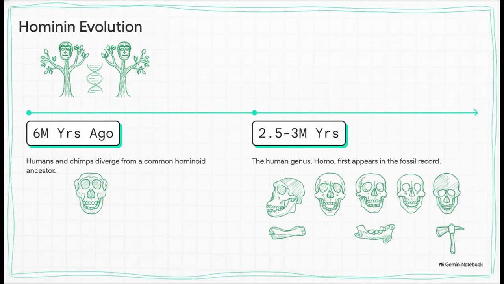Let's throw this on a timeline to really visualize it. DNA and fossil evidence both suggest that humans and chimpanzees diverged from a common hominoid ancestor roughly 6 million years ago. From there, the hominin line went through a ton of evolutionary change. Fast forward a few million years, and somewhere between 2.5 and 3 million years ago, our specific genus, the genus Homo, first makes its appearance in the fossil record.